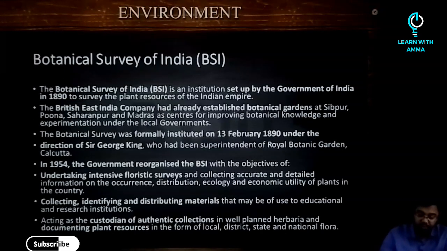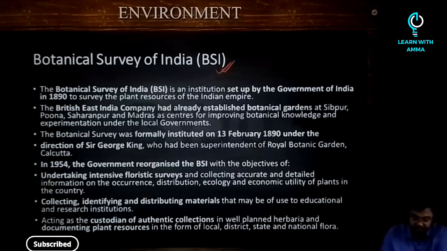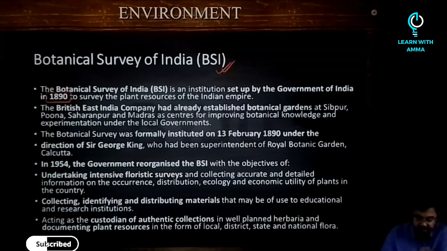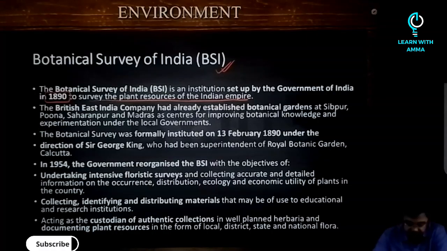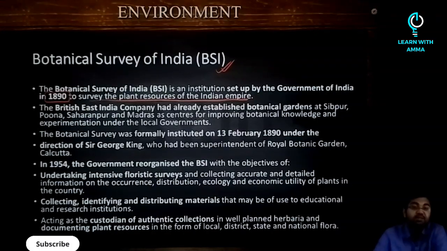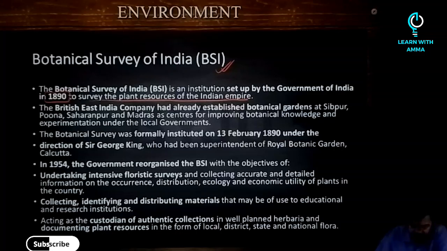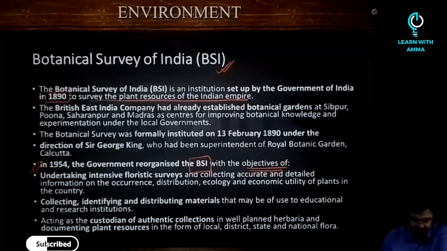Then you have Botanical Survey of India, which was set up in 1890 to survey the plant resources of the Indian Empire, and this was done by the British government at that point of time. So if you look at this point, in 1954 the government recognized Botanical Survey of India with these objectives.